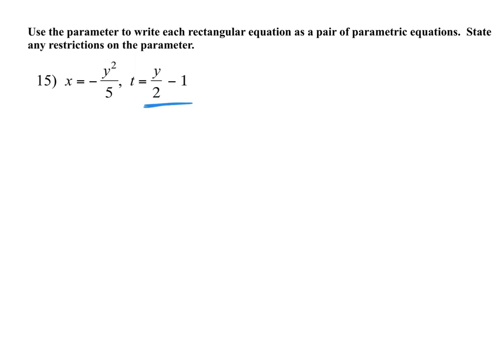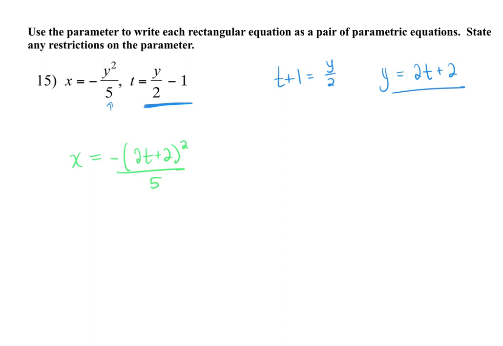So I'm going to take this guy. He's the easiest one. I'm going to add the 1, so I have t plus 1 equals y over 2, and then I'm going to multiply both sides by 2. So y is going to equal 2 times t plus 2, all right? There's one of them already. That is one of my parametric equations, y equals 2t plus 2, all right? I'm going to now use him to plug in over here to get my x in terms of t, all right? So I'm going to rewrite my x, and I'm going to plug in my 2t plus 2 for my y over 5, all right?